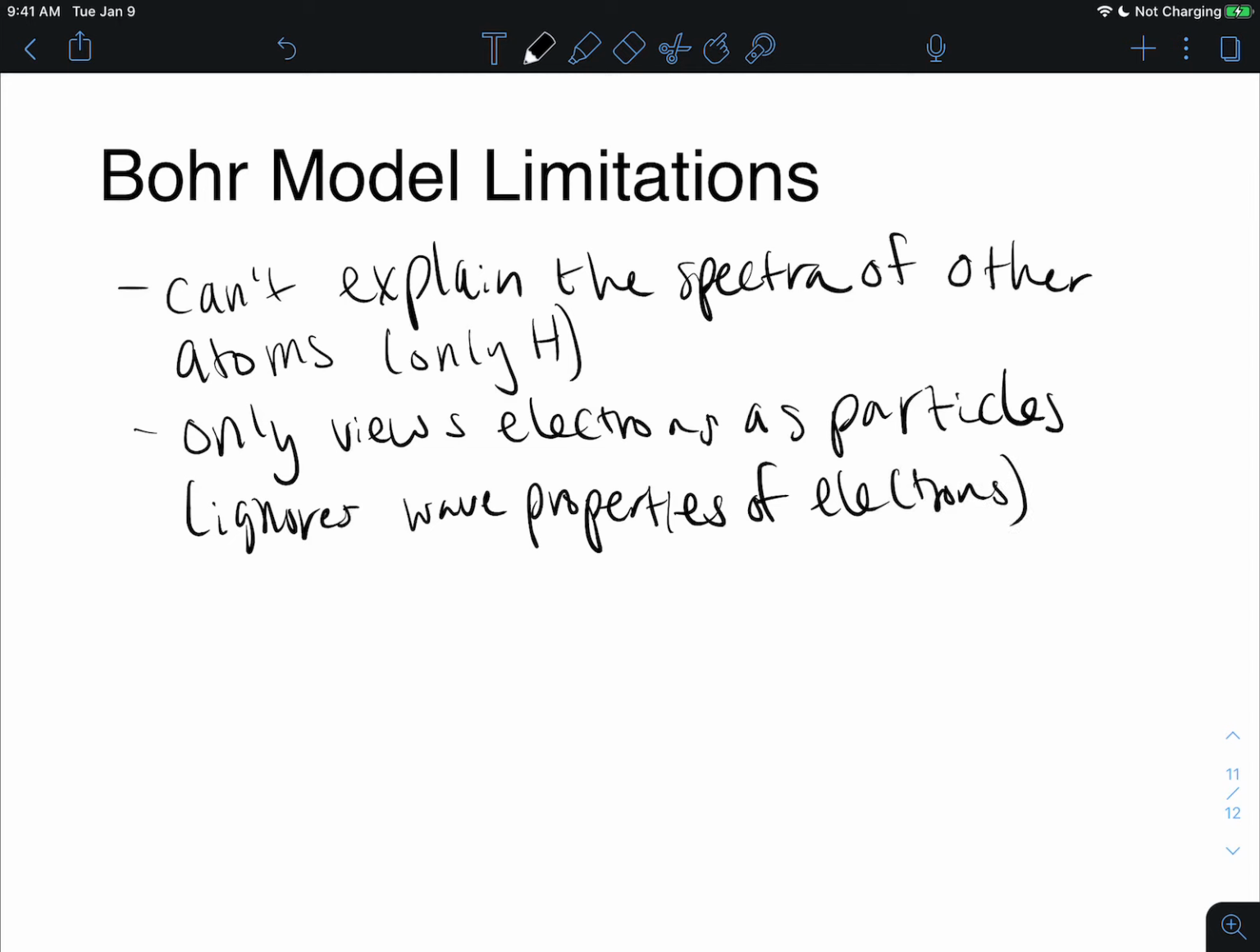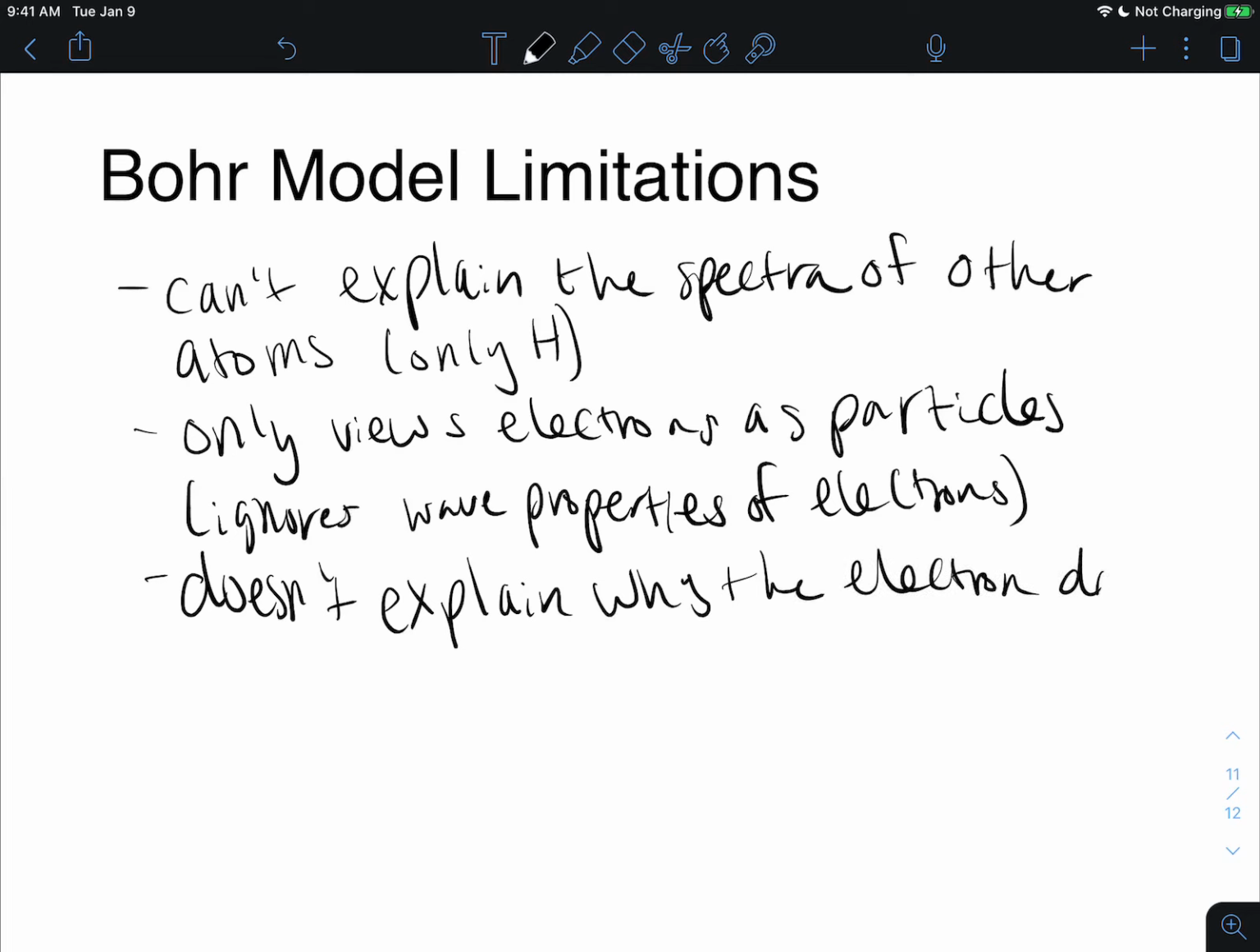Okay. And because of this, it doesn't really explain why the electron doesn't just spiral into the nucleus. It just kind of glosses over that. It's just like, oh, it doesn't radiate energy. Right? We know that the electron likes the proton, so why won't they just come together? The Bohr model doesn't really explain that.